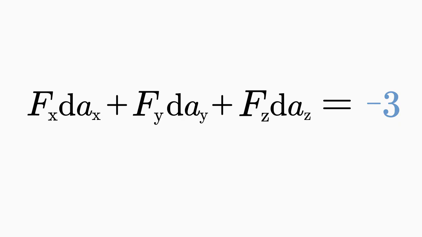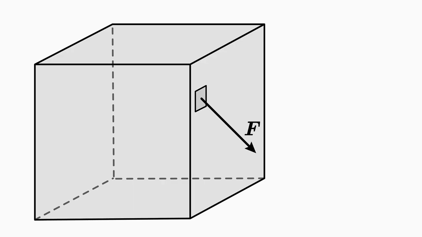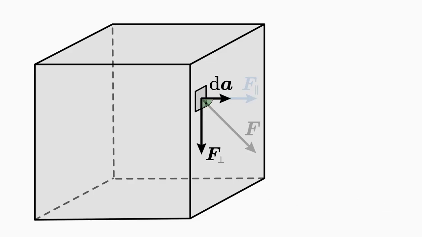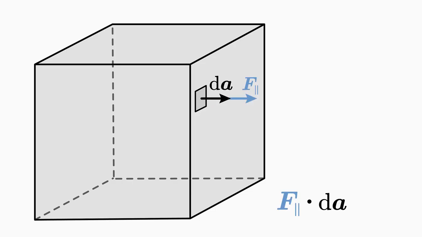To understand what this number means, you must first know that any vector can be written as the sum of two other vectors. One vector that is parallel to the dA element, let's call it F parallel, and another vector that is orthogonal to the dA element, let's call it F orthogonal. Another mathematical fact is that the scalar product of two orthogonal vectors always yields 0, which means that in our case, the scalar product between the part F orthogonal and the dA element is 0. However, the scalar product between the part F parallel and the dA element is generally not 0.